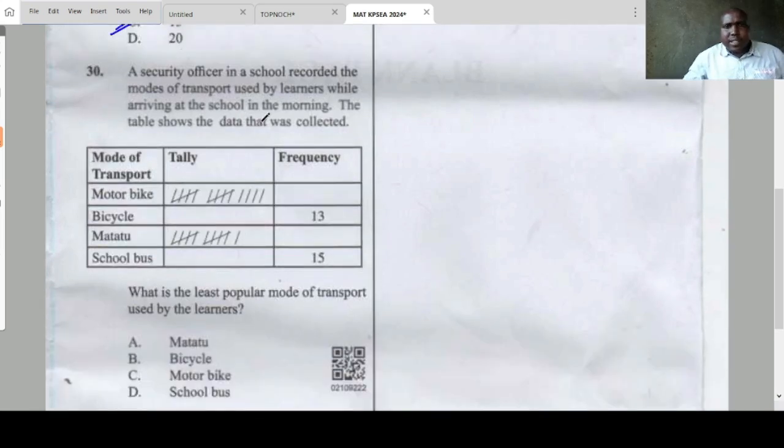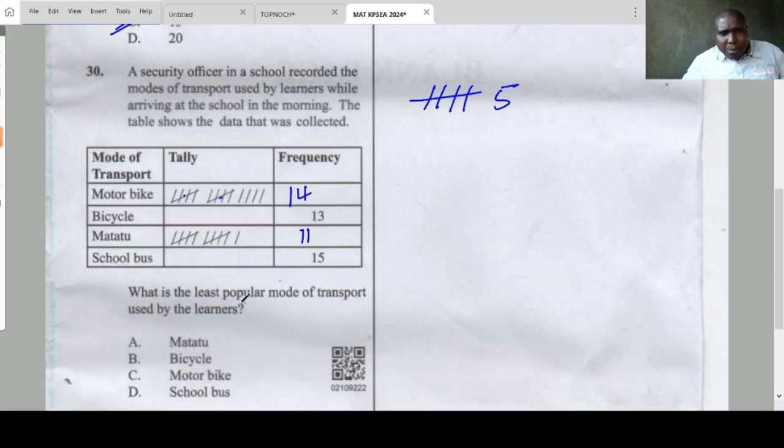A security officer in a school recorded the modes of transport used by learners while arriving at school in the morning. The table shows the data. So those that came with the motorbike, starting when we say 1, 2, 3, 4, then when we put this, we mean they are 5. So this is 5, 5 plus 4, these are 14. This one are 13, and this one are 5, 5, 11. So those that use matatu, they were 11, school bus 15, bicycle 13, motorbike 14.